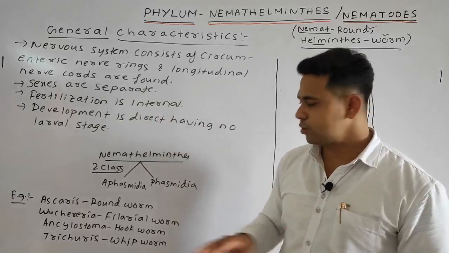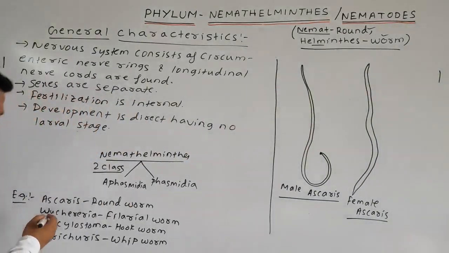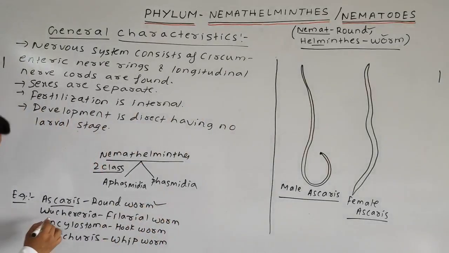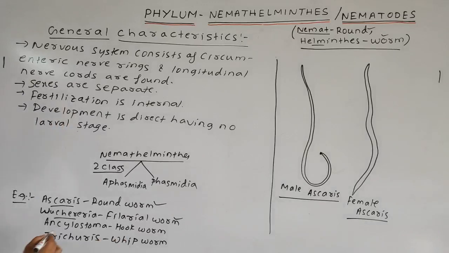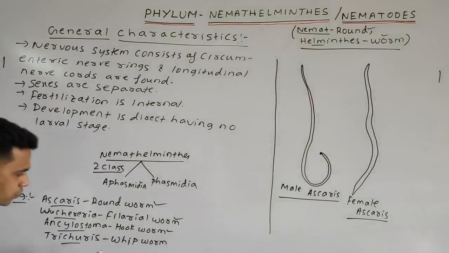The common example is Ascaris, which is commonly known as the roundworm. Another is Wuchereria, which is commonly known as the filarial worm. Then Ancylostoma, which is commonly known as the hookworm. Next, Trichuris, which is commonly known as the whipworm.